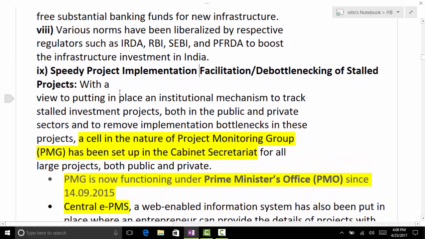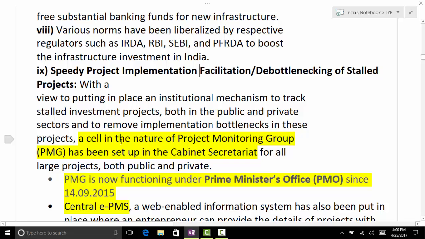Then how was it done? This is the mechanism. PMG is there, the Project Monitoring Group. It was earlier in the Cabinet Secretariat, now under the PMO. It is for facilitation, for faster clearances, so that projects don't get stalled and there is smooth clearance of these projects.